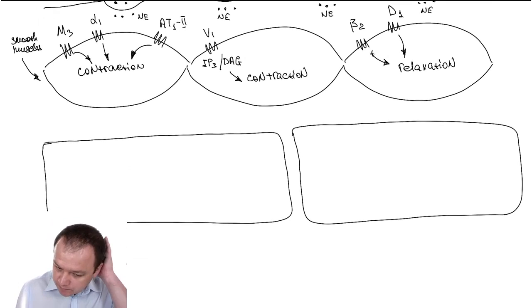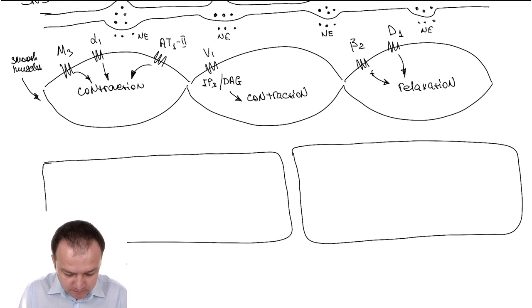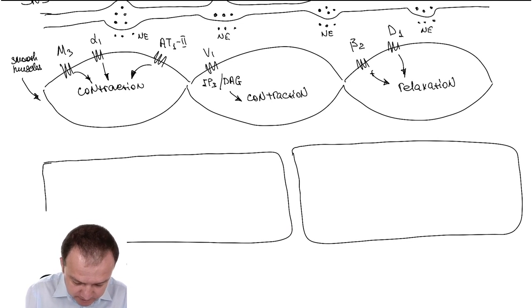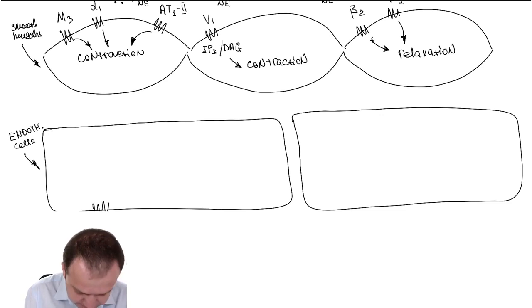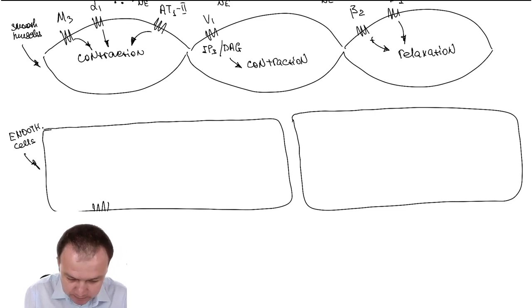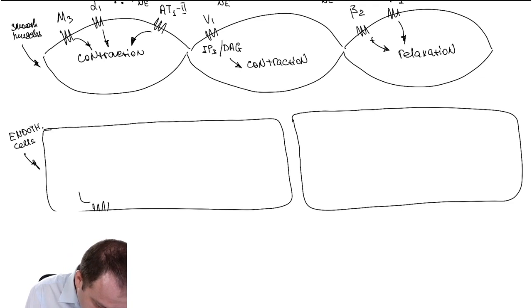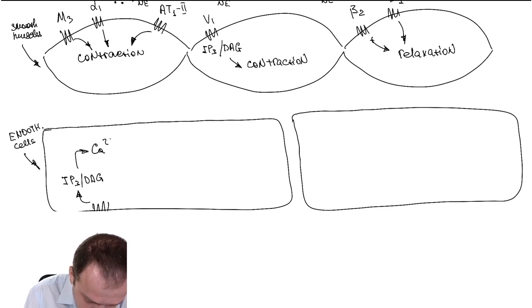But what is important? To understand that endothelial cells have non-innervated M3 receptors. Excitation of these non-innervated M3 receptors, related to the inositol triphosphate diacylglycerol cascade, causes release of calcium.